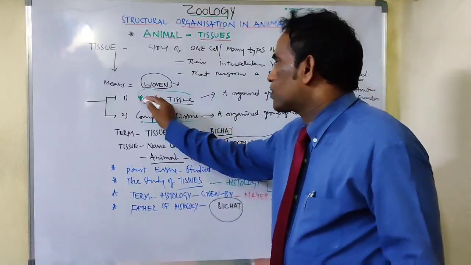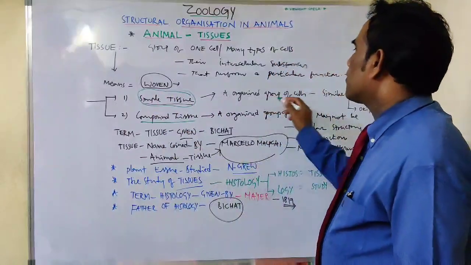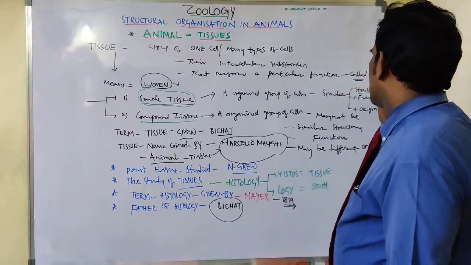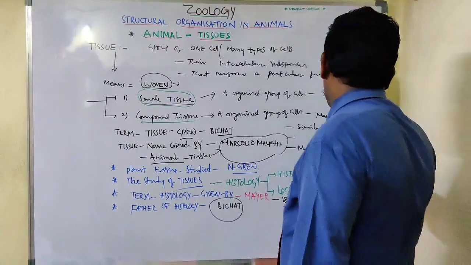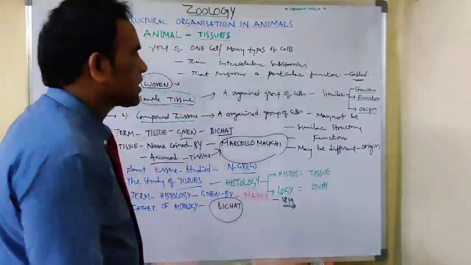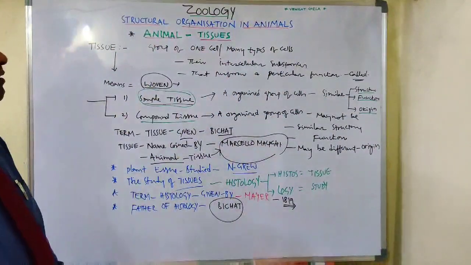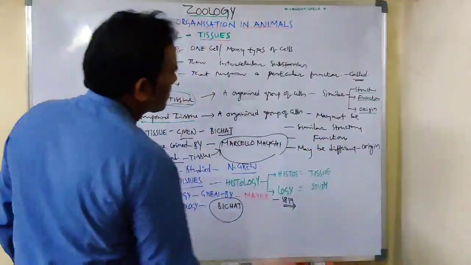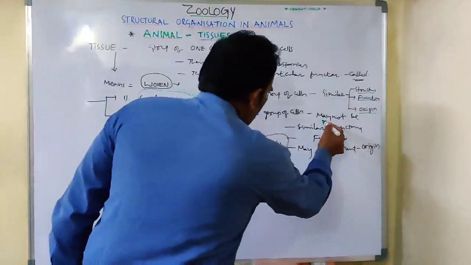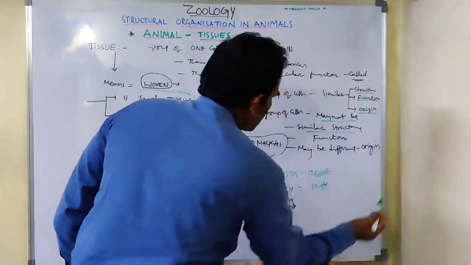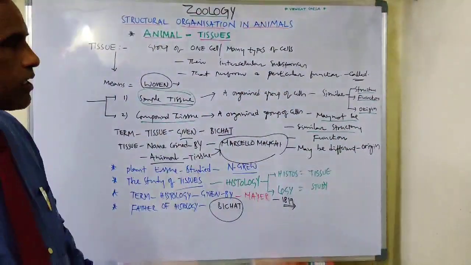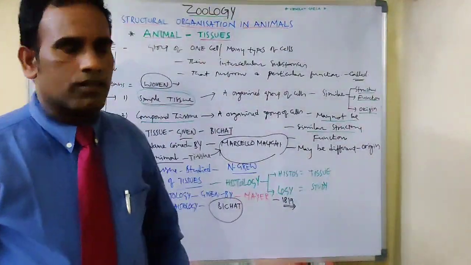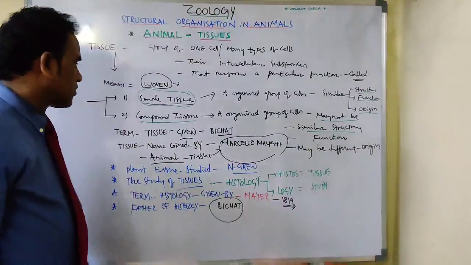What is a simple tissue? An organized group of cells which are similar in structure, similar in function and of the same origin are called simple tissue. And a compound tissue is an organized group of cells that may not be similar in structure. The cells are different, the shape is different, the function is different and the origin is different. That is called a compound tissue.